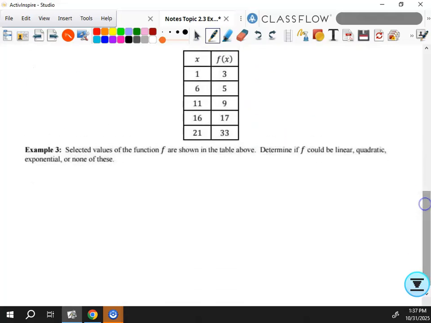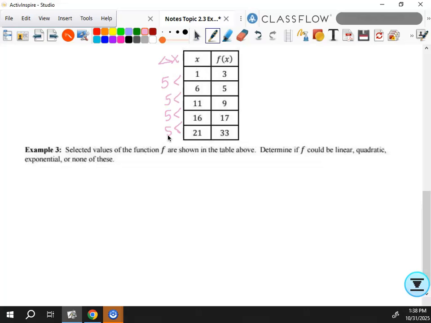Let's look at this here. Selected values of the function f are shown in the table. Determine if f could be linear, quadratic, or exponential. So we added quadratic to what we were looking at yesterday, or none of these. What should we always start by looking at first? The x values, right? The change there, yeah. So I want to look at my change in x. And that's going to be 5 and 5 and 5 and 5. Okay, so that's what I needed to happen so I could actually go forth and figure the rest of the stuff out.